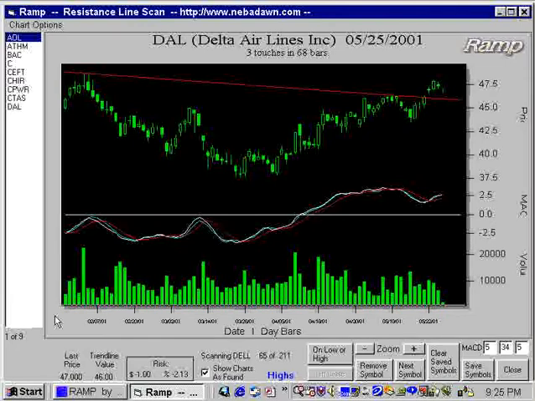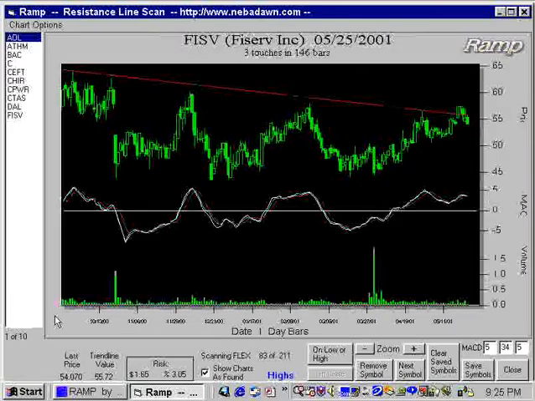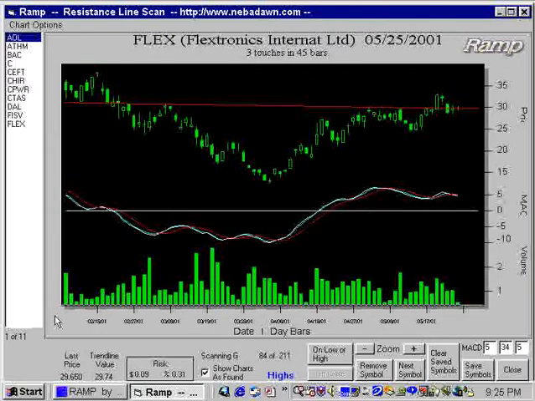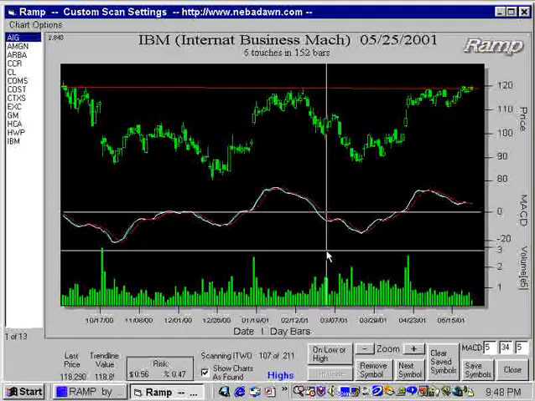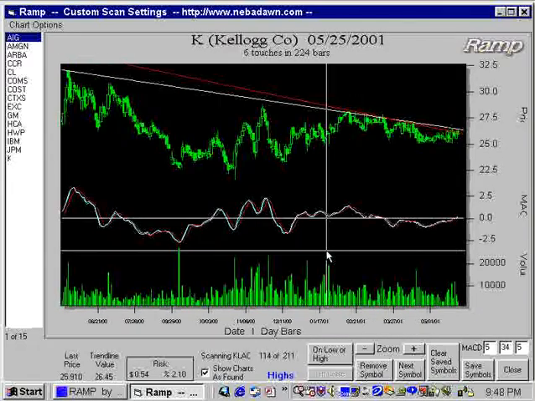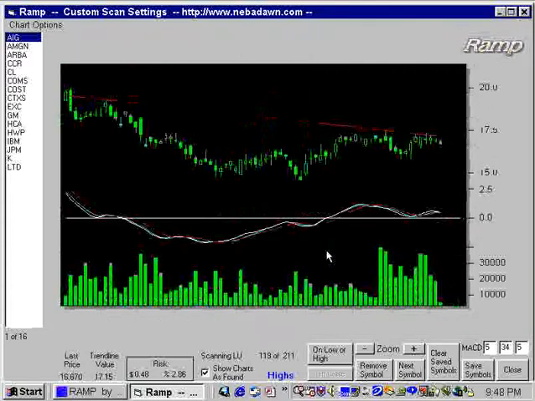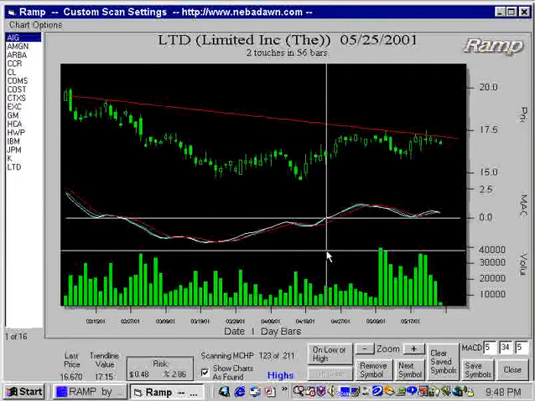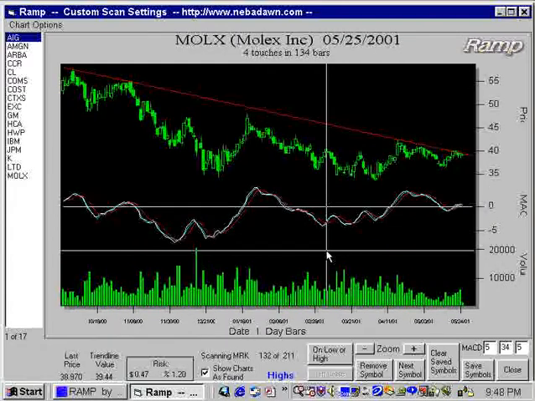It would be impossible in the few minutes of this demonstration to show all the capabilities of the RAMP program, and I encourage you to download the program from the internet and play with it. Use it on your own data and see the power of this very, very versatile program. To complete this demonstration, we'll take a look at a resistance line scan in process. In this particular scan, I asked for stocks that had reached a resistance line and are potentially bearish trading candidates.